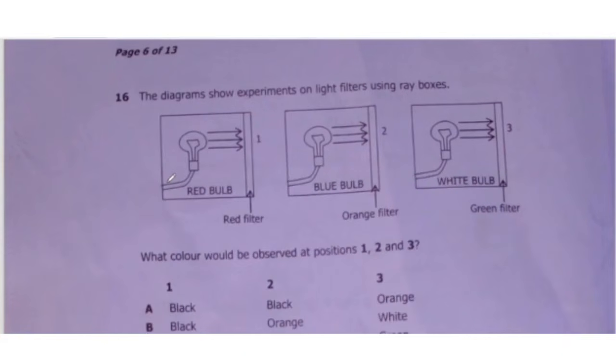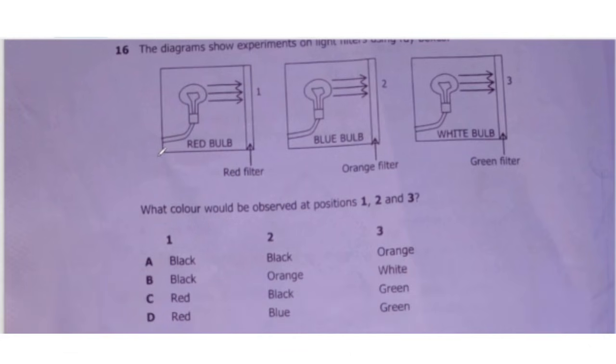Question number 16 is: the diagrams show an experiment on light filters using light boxes. These lights are in the light boxes, so we need to study them. Make sure you pay attention to the color of the bulb and the filter. As you can see, the color of the bulb is red here, and the filter is red. Here the color of the bulb is blue and the filter is orange. Here the color of the bulb is white and the filter is green. So the question is, what color would be observed at positions 1, 2 and 3?